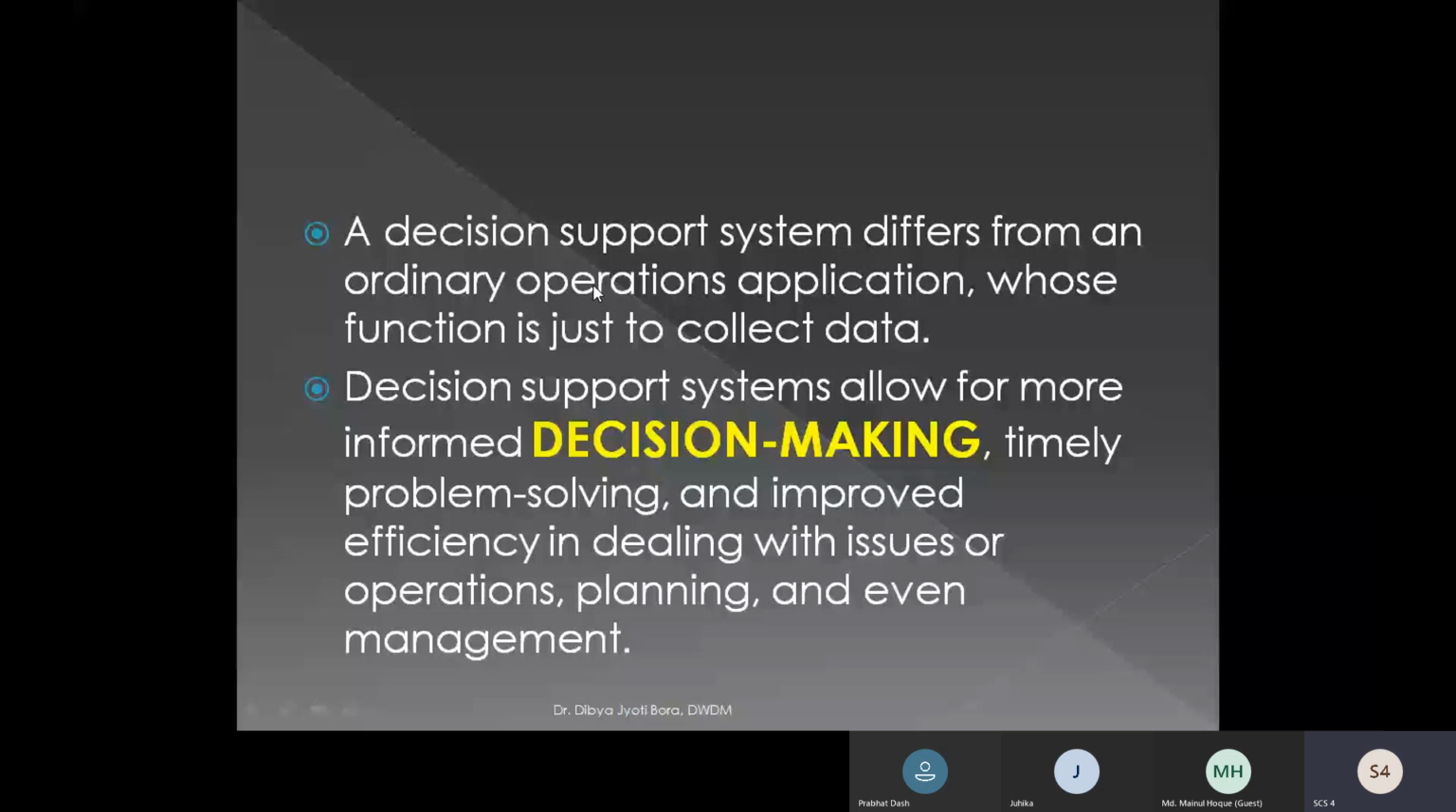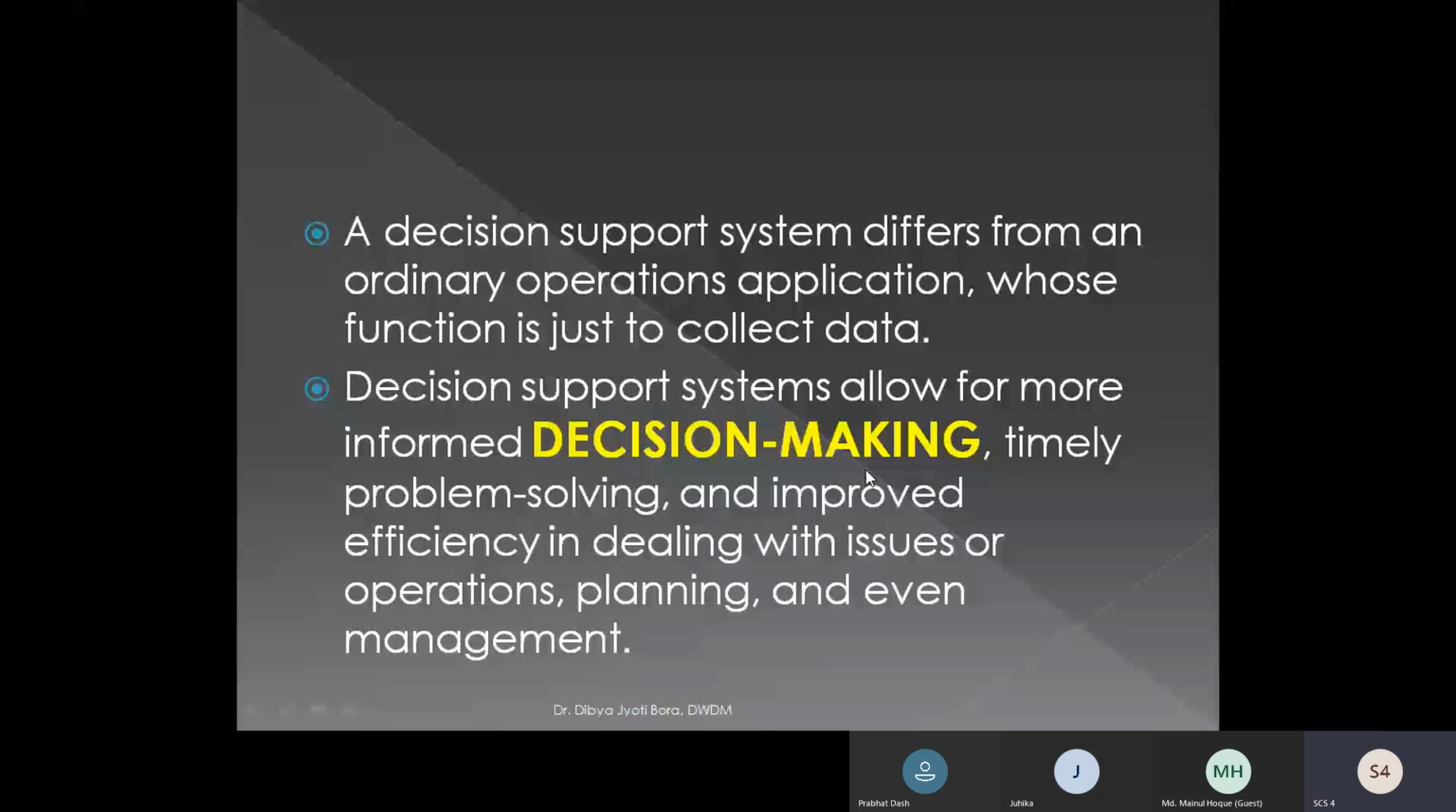So a DSS allows for more informed decision making, timely problem solving, and improved efficiency in operations, planning, and even management. So I think this is enough for making the definition of decision making, or getting an idea about the decision making process, right?